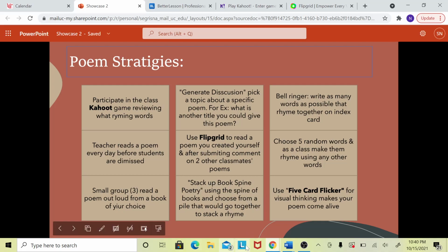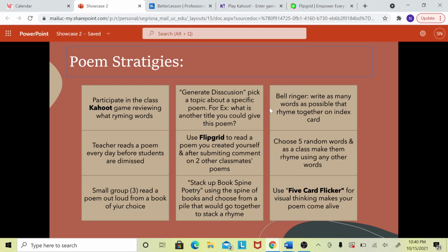And this one is actually a really fun one for the students to get involved in more about poems. It's stack up book spine poetry: using the spines of books, choose from a pile the ones that would go together to stack the rhyme. So you go to the library or something, and you pick like 5 books whose spines, like the titles, rhyme together, and then you just stack them together. It's just a fun activity to get their minds going about what's supposed to rhyme together.